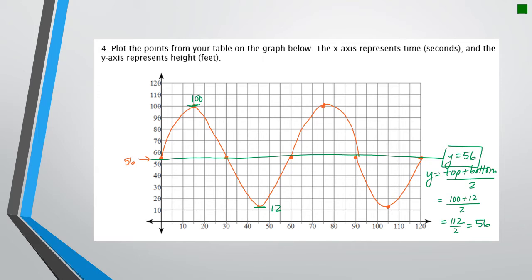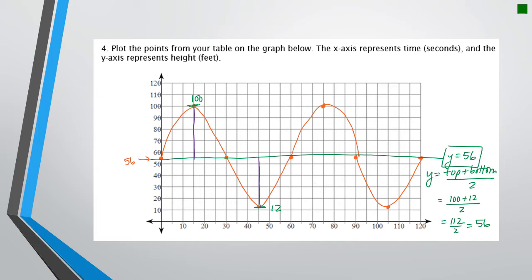So again, if you can look at the graph and see what it is, that's fantastic. What you're looking for is the distance from the top point, the maximum, down to the midline, and then from the midline down to the minimum. The answer here is actually 44. And the way that you can figure that out is, there are a couple different ways.